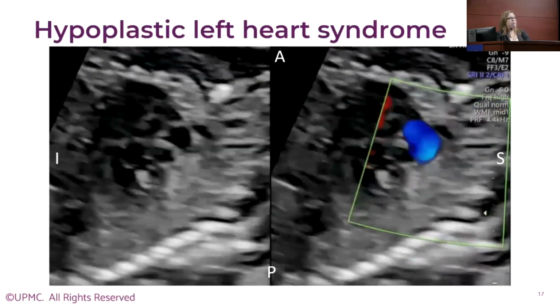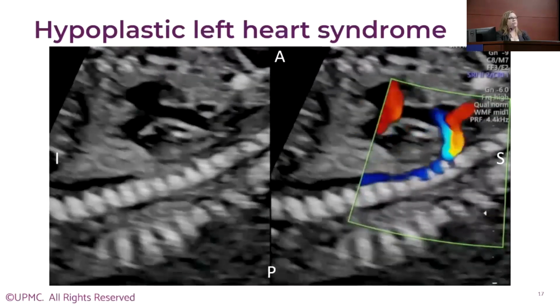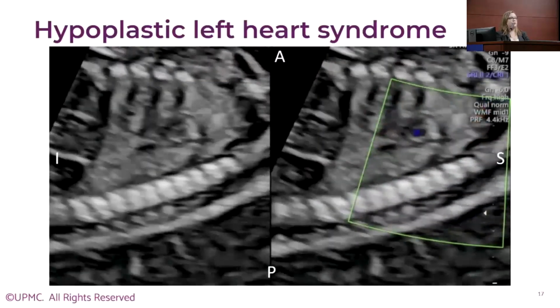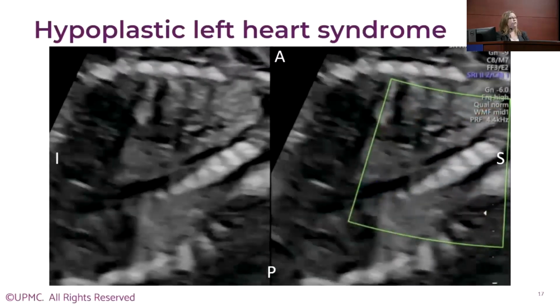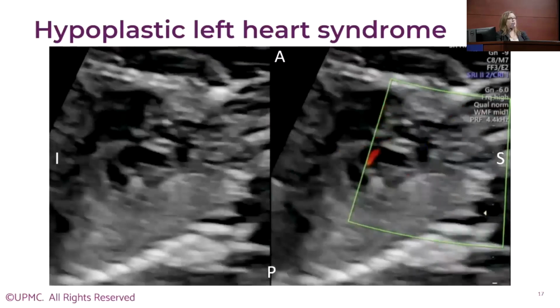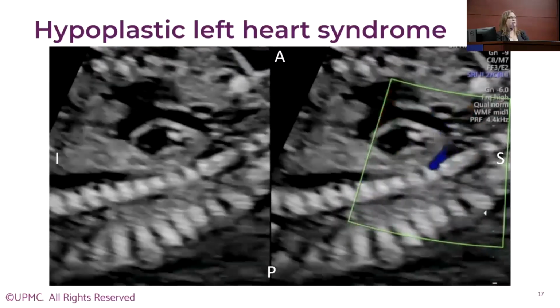The typical appearance of the aortic arch in hypoplastic left heart syndrome, we can see the red flow represents retrograde flow in the aortic arch fed by the arterial duct.